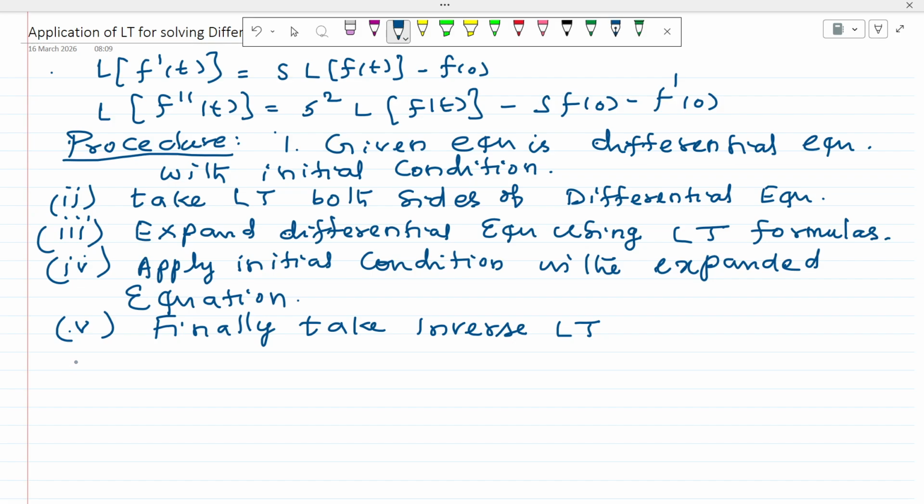So what are the 5 steps here? Procedure. First, the given equation is a differential equation with initial conditions. Take the Laplace transform on both sides of the differential equation. Then expand the differential equation using Laplace transform formulas. Then apply the initial conditions in the expanded equation. Finally, take the inverse Laplace transform. Then the resulting value is y of t.